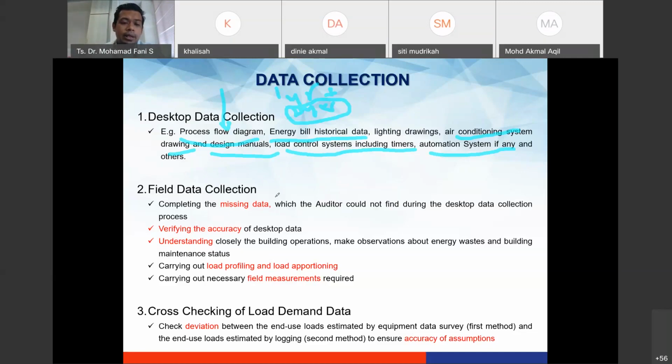Field data collection, okay: completing the missing data which the auditor could not find during the desktop collection process. So if you cannot find the data from the desktop data collection, you get the field data, which must be a kind of measurement of the systems, for the biggest energy users inside the building or in the factory.